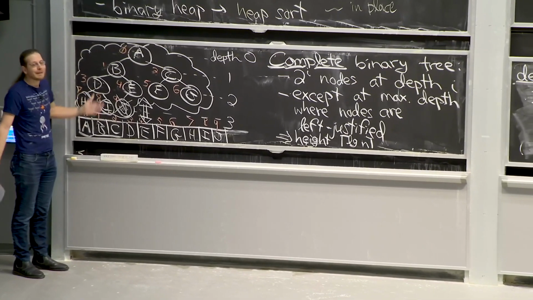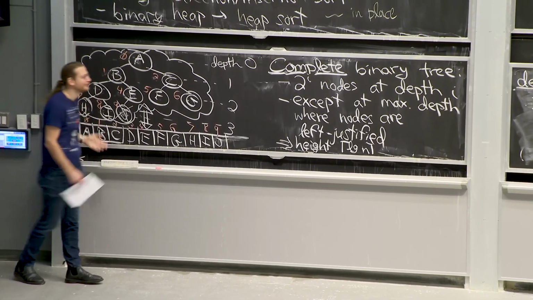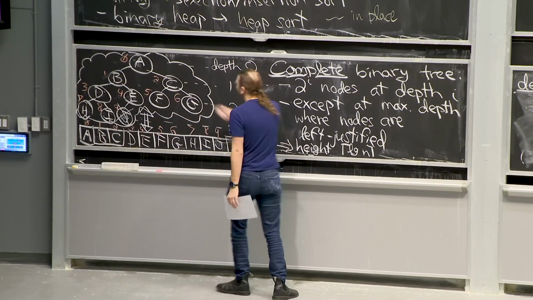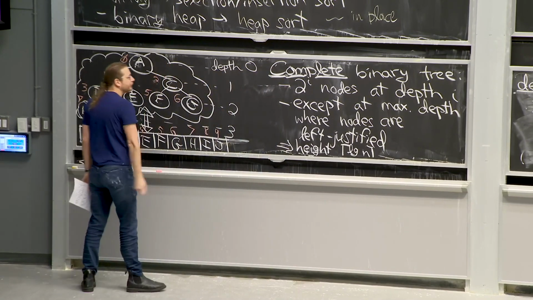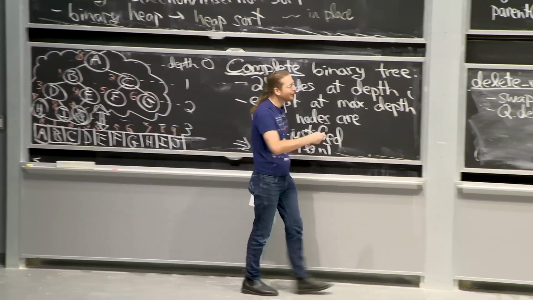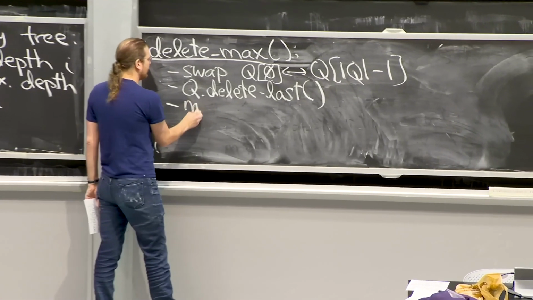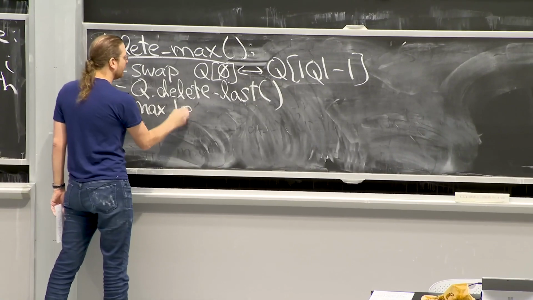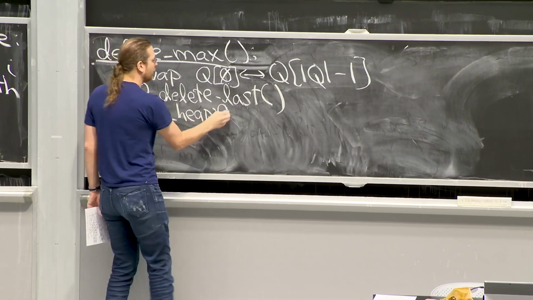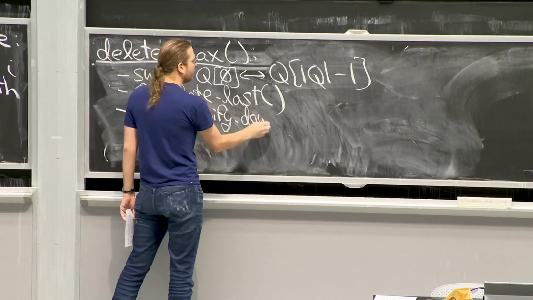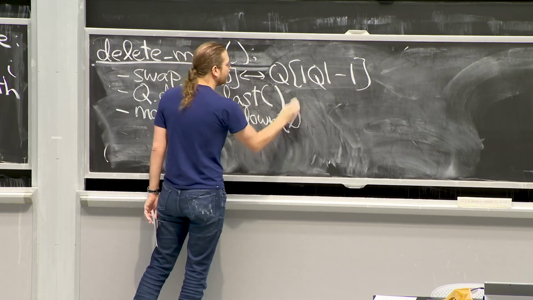So what do? Heapify down. We're going to take that item and somehow push it down in the tree until the max heap property is satisfied. So this is going to be max heapify down, and we will start at position 0, which is the root.